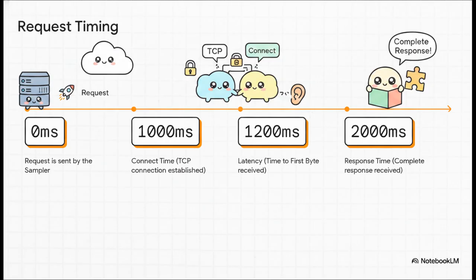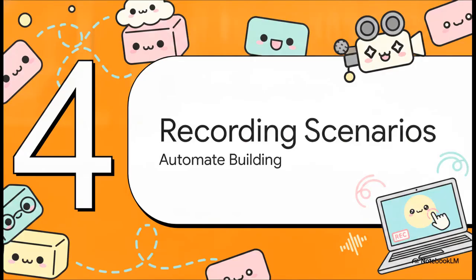Finally, let's say at 2000 milliseconds, we get the complete response, and that is our total response time. These metrics are your ultimate diagnostic tool. If your latency is super high, you probably have network or routing issues. But if your latency is low and your response time is high, well, then your server is likely struggling to actually process the request.